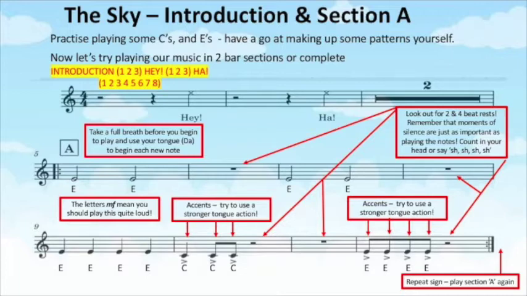This will go 1, 2, 3. Hey, 1, 2, 3. Ha, 1, 2, 3, 4. 1, 2, 3, 4. So the big figure 2 with the thick horizontal line at the end of the first line represents 8 beats or 2 bars.